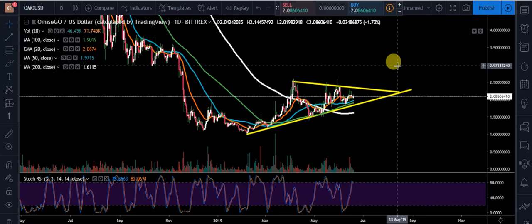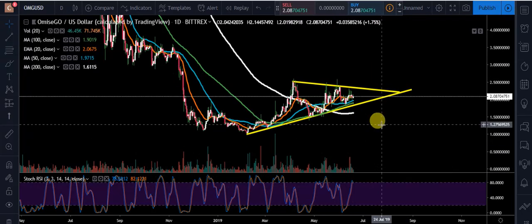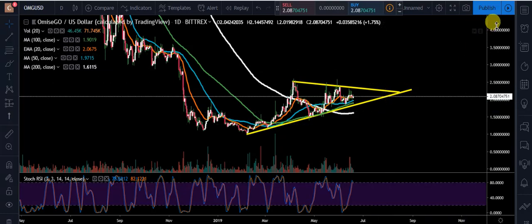And in my opinion, OmiseGo, and this isn't financial advice, is very undervalued right now at $2.08. I think this is a coin that's going to do really well in the future, and that's just my opinion, guys. That's what I wanted to bring to you here on OmiseGo.